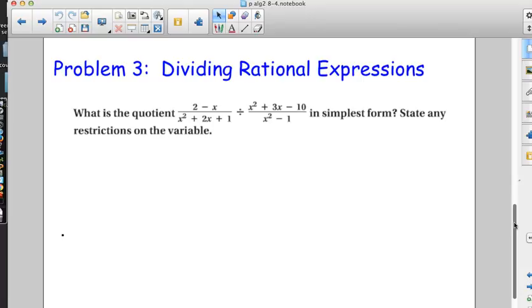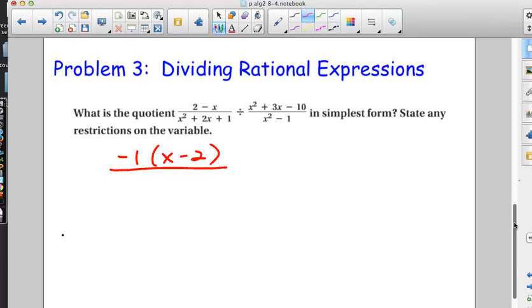And we talked yesterday about how we're going to need to reverse that. I mean, we know that when we go through this process. So we've got our 2 minus x, and we're going to pull out a negative 1 to make that x minus 2. And notice we're going to factor right away, because we have to talk about restrictions on the domain. We need to see where those zeros are.